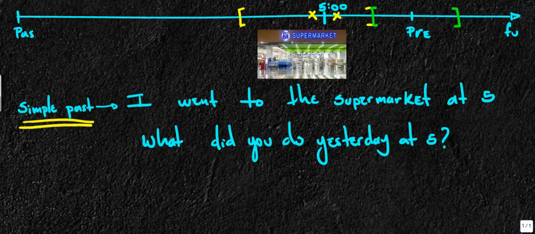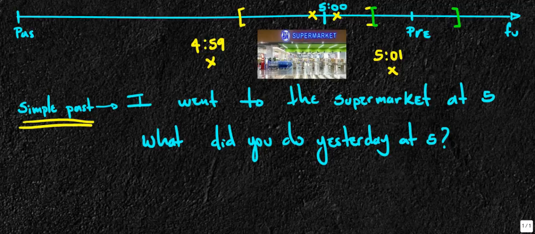So let's say, for example, at 4:59, you were not at the supermarket. And at 5:01, you were not at the supermarket. And that's impossible. How can you go to the supermarket for exactly 1 minute? All right. So what we need is to use a structure, a tense, that gives me the option of saying that I did the action before and after a specific time. And that's when we use past continuous.